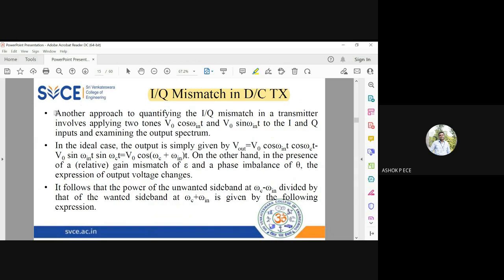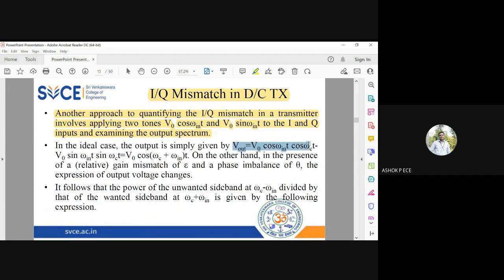So another approach to quantify IQ mismatch is using two-tone. We have seen many examples of this. Two-tone is sending two signals to I and Q to examine the output spectrum. You test the signal with the two-tone. Two-tone means two frequency signals. But here we are going to use the same frequency, but two variations of the signal. For one I'm going to use cos, and for the other I'm going to use sine.